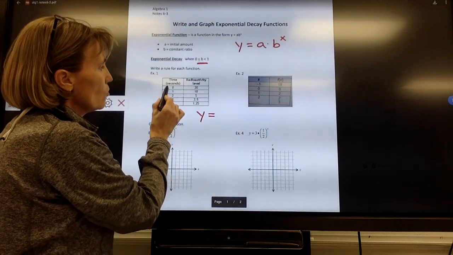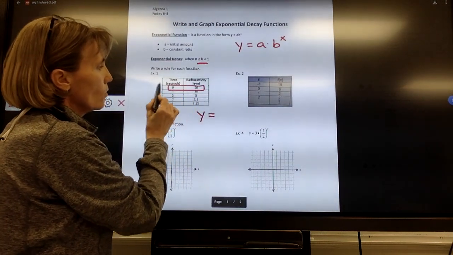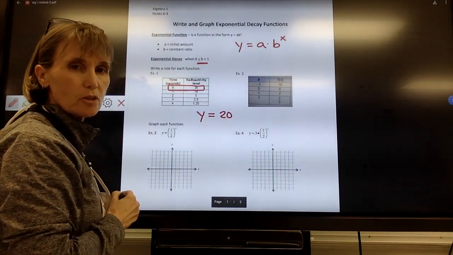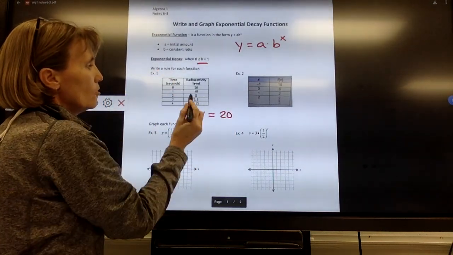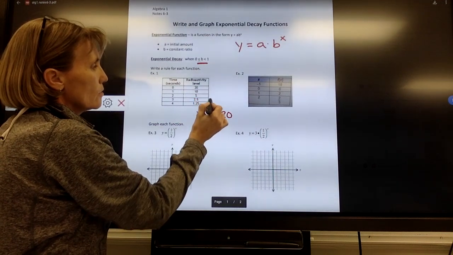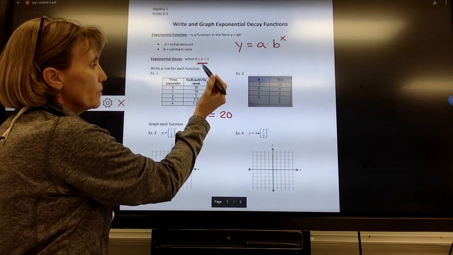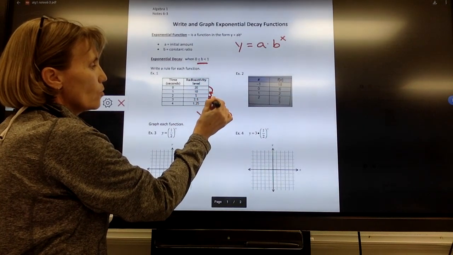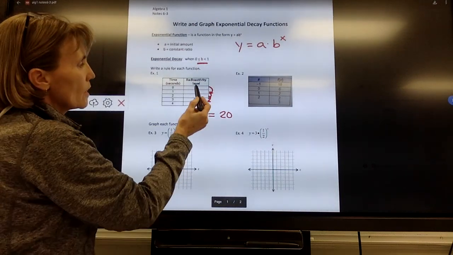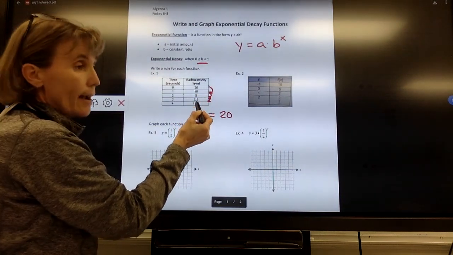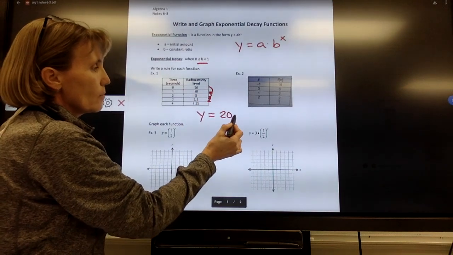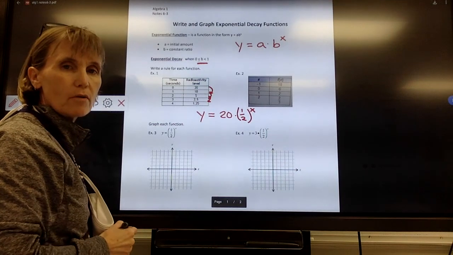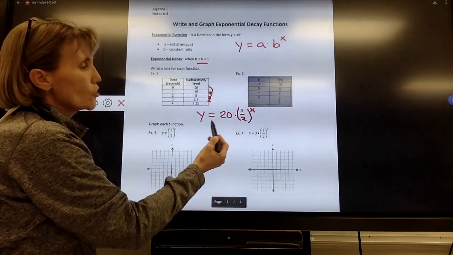It says write the rule for each function. So y equals some value. What's the initial value? Well, you want to look at what's happening at 0. What's happening at 0 in the table is 20, so that's the initial value. That's what it starts out at. Then you want to look and see what are we multiplying by to go down each time to get to the next y value. Well, in this case, it's going down by a half each time. It's getting half as big each time. So I'm going to say that my ratio is 1/2, and it would be to the power of x. So this would be my function rule.